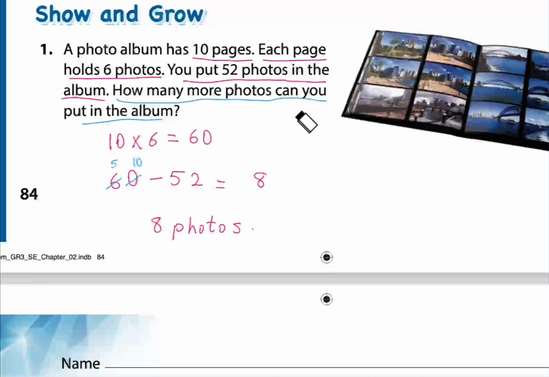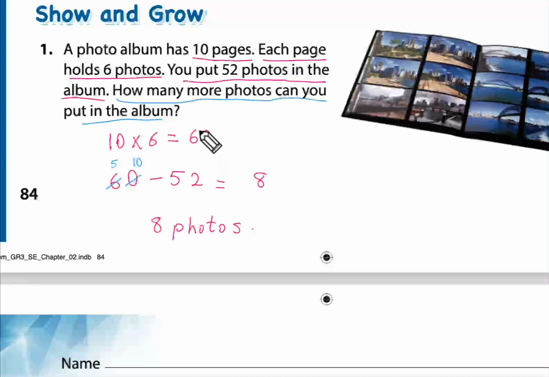Then the third thing that you should do is make a plan. So you should think, what is the first step? What is the second step? Then you start solving.